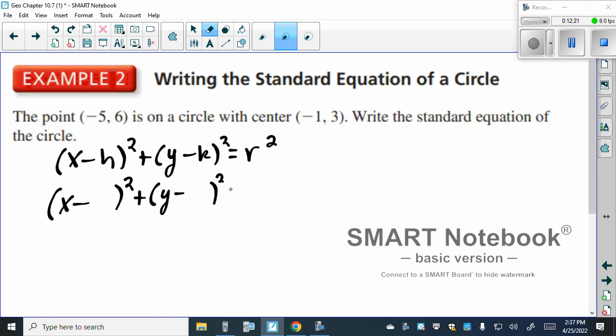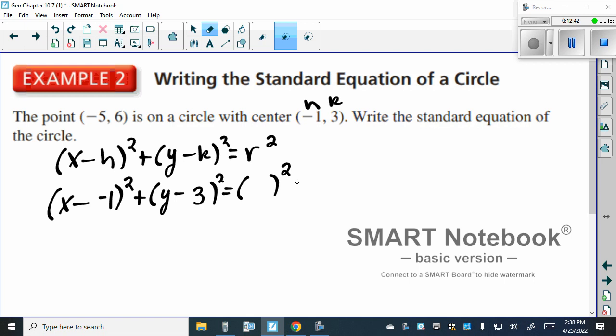So what's the value of h for this here? The h value of our center is negative 1. What's the k value? 3, because that's also part of the center. And what's our radius? We don't know. It didn't tell us the radius this time.